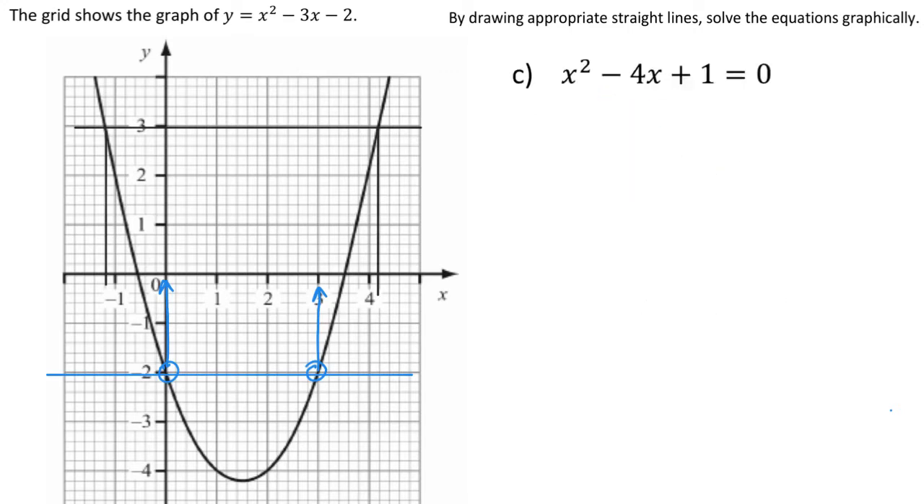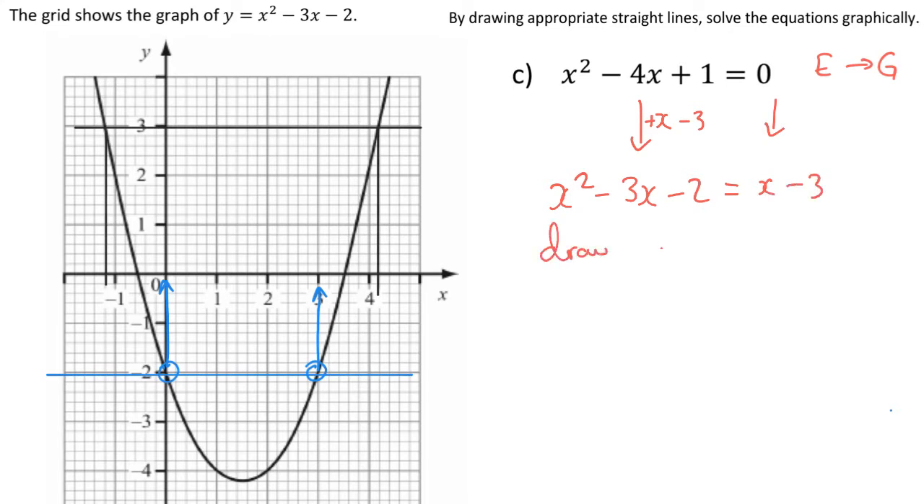Example C, x squared minus 4x plus 1 equals 0. So again, what we need to do is get from the equation to the graph. So the equation is x squared minus 3x minus 2. To get from minus 4x to minus 3x, we need to add an x. To get from 1 to minus 2, we need to take away 3. So if we do that on the left-hand side, we have to do that on the right. And 0 plus x, take away 3, is x take away 3. So we need to draw the graph of y equals x minus 3.